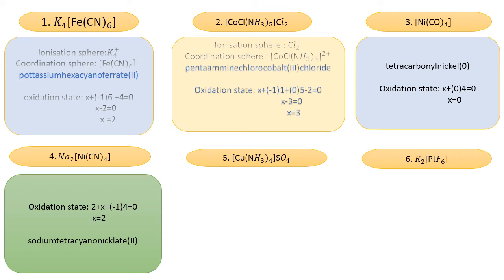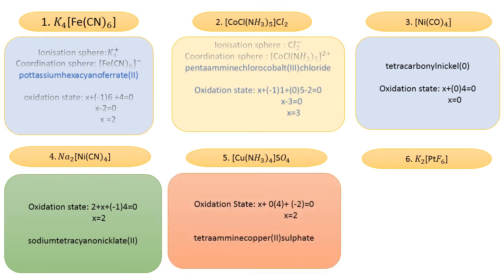So writing the cation first and then the anion. Here we are writing sodium, then tetracyanonickelate 2. Nickelate because this is an anion. The complex coordination sphere is an anion, so we are writing nickelate.